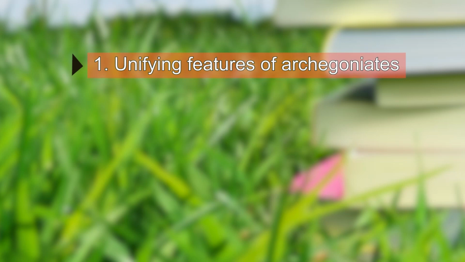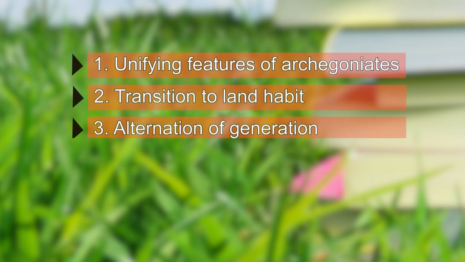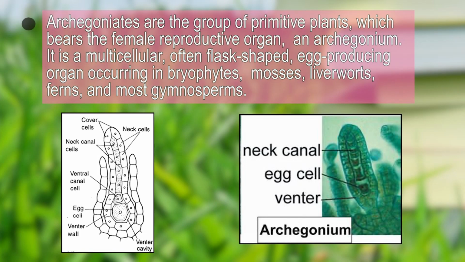In this particular module, we are going to discuss the unifying features of archegoniates, transition to land habit and alternation of generation. So we said we will be talking about unifying features of archegoniates. So what are these archegoniates? Archegoniates are the group of primitive plants which bear the female reproductive organ known as the archegonium.